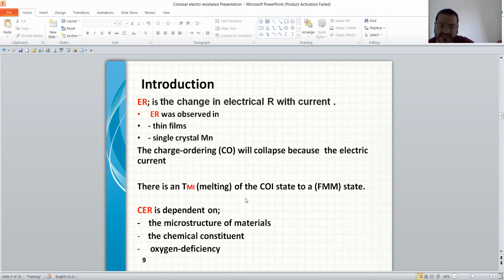This is the important thing in this slide, because our topic is talking about the colossal electric resistance using the specific structure. The colossal electric resistance is dependent on the microstructure of the material, first; second, the chemical constituent; and the last one is the oxygen deficiency. Oxygen deficiency is the last dependent element in colossal electric resistance.